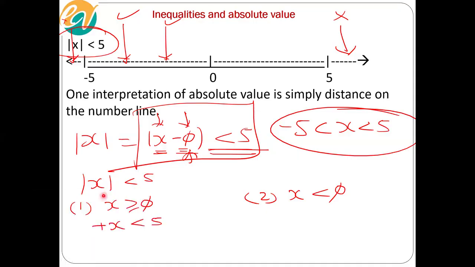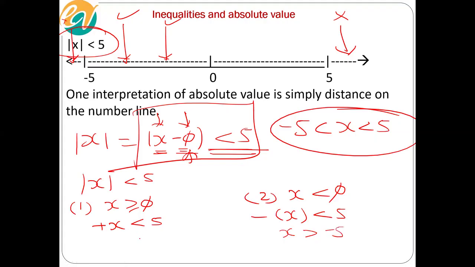Now let's take a value of x lesser than 0. Give me a value of x lesser than 0, minus 2. So for x equal to minus 2, obviously this expression is negative. But since absolute value cannot be negative, what do we do? We add another negative sign to make it positive, right? Now, what do we do here? Multiply both sides of the inequality by minus 1. Since we multiply both sides by minus 1, what will happen? The inequality sign will flip. So x is greater than minus 5.